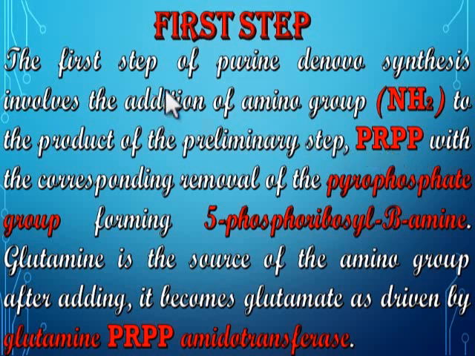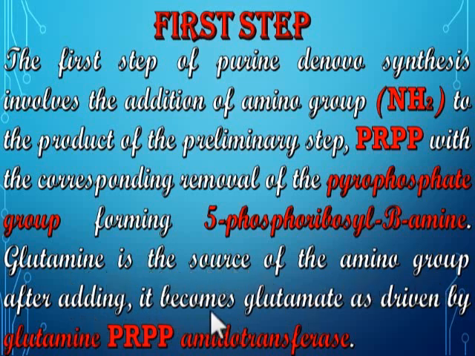So we are saying here that the first step involves the addition of an amino group to phosphoribosyl pyrophosphate with the corresponding removal of pyrophosphate. Remember that when you have two phosphate groups together, it is called pyrophosphate. So when you attach the amino group, you will remove the pyrophosphate, and that will lead to the formation of 5-phosphoribosyl beta amine. Now the amine that is attached is obtained from glutamine. That's why I said that glutamine is the source of the amino group.